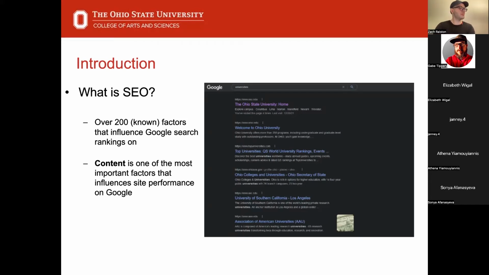And I type "known" in parentheses because it's probably gotten to the point where there are maybe even hundreds more as time goes on. This 200 known factors figure gets thrown around a lot, but that stat actually comes from 2006. So it's no doubt probably exploded to God knows how many other factors. But that said, content is going to be one of the most important factors that's going to influence how well your site's performing on Google.